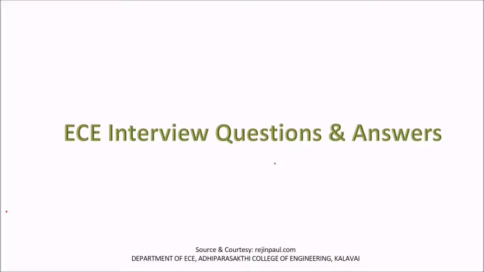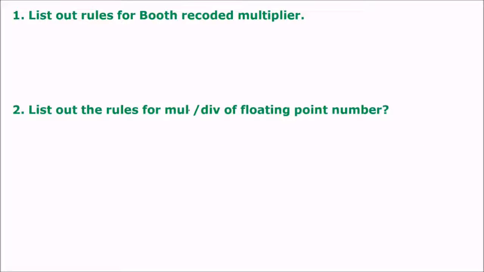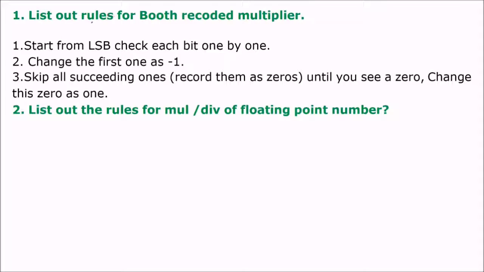So we'll take more questions and answers on architecture organization in ECE. List out rules for Booth recoded multiplier. We start from the lower or least significant bit, and we check each bit one by one from LSB. We change the first one as -1, and we skip all succeeding ones, recording them as zeros, until we see a 0 and change the 0 as 1. This is the Booth recoded multiplier.